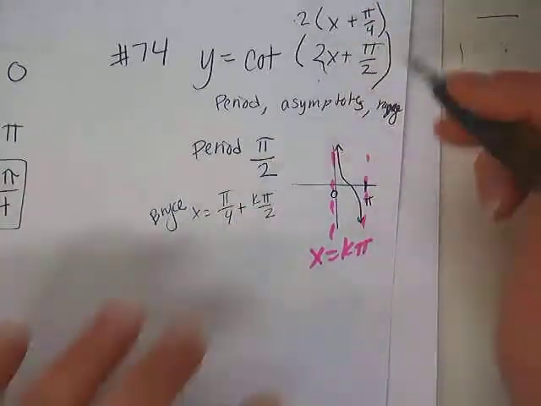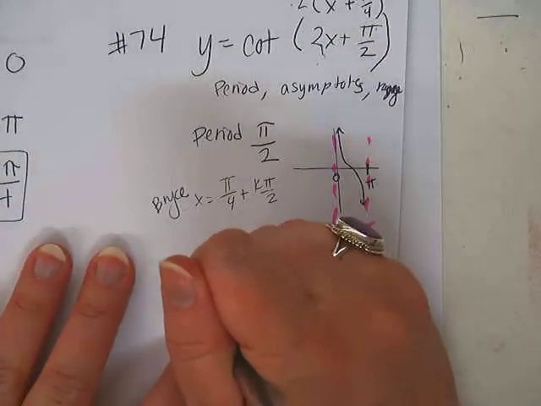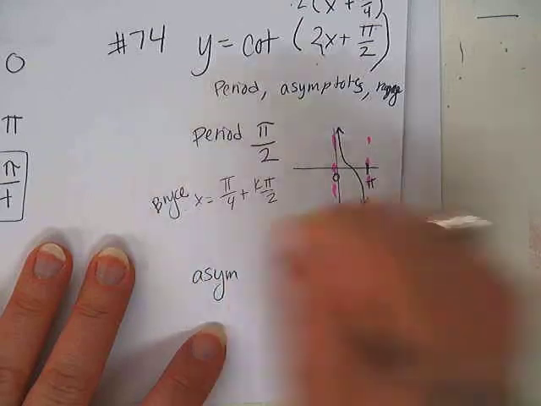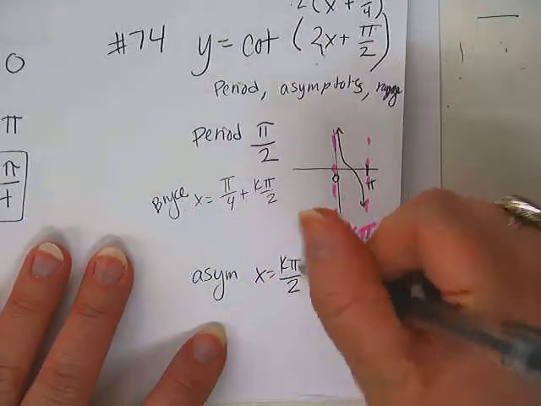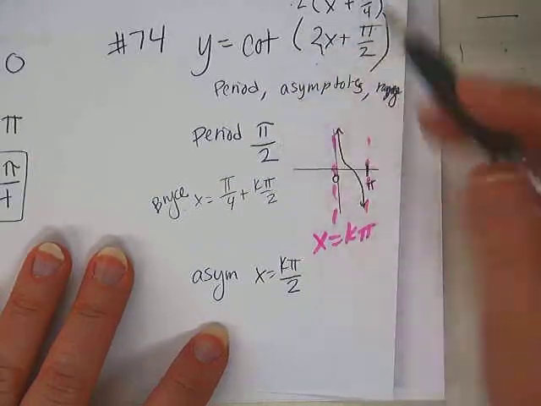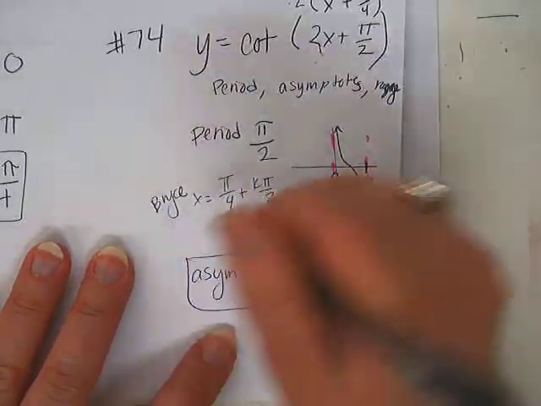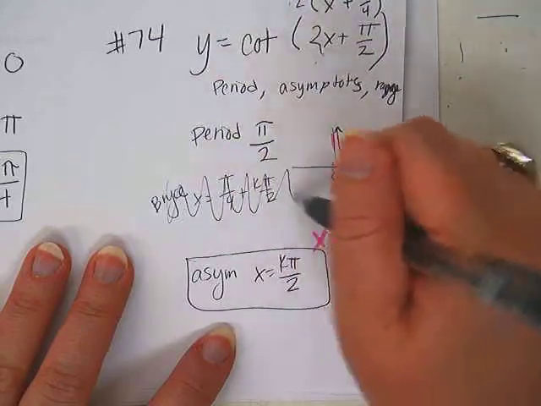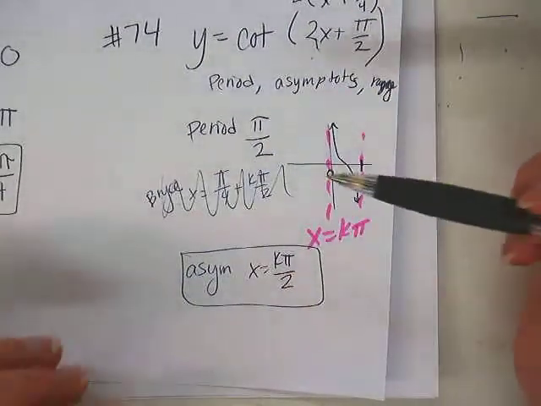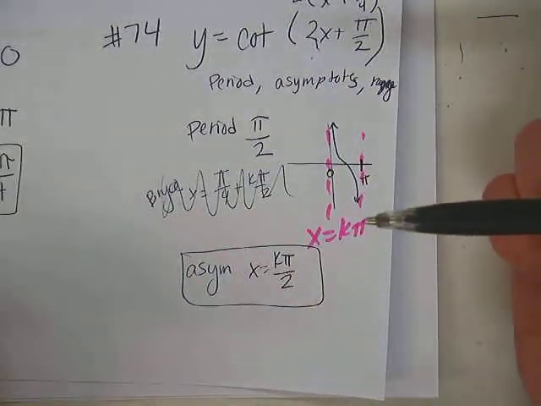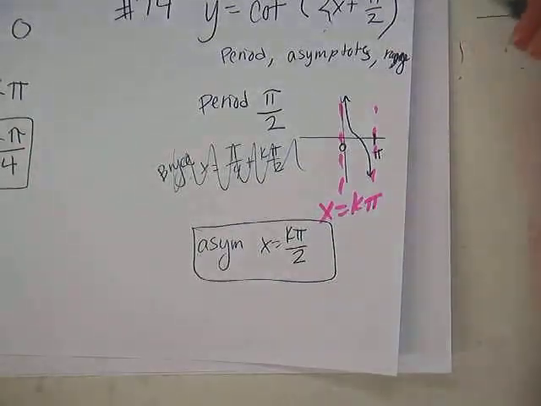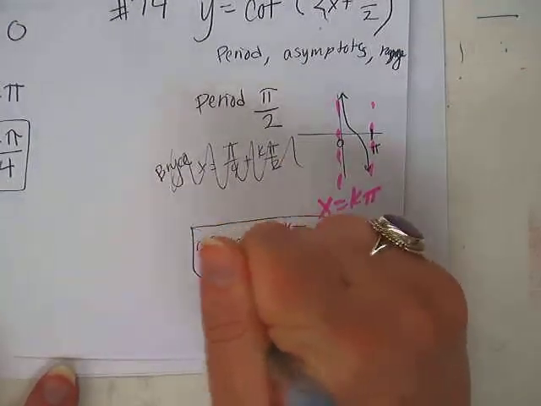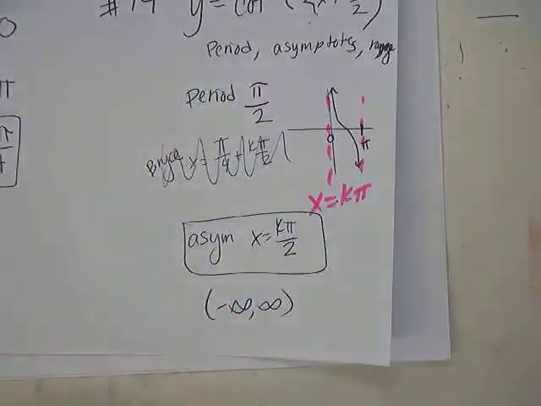But because we're getting 2 where we normally have 1, we would take what that normally is and divide it by 2. So for this problem, the asymptotes would be x equals k pi halves, because we divide that by 2 just like we divided the period by 2 to find it. So, sorry, Bryce. You had part of it right. You just were doing kind of tangents instead of cotangents. Okay. And then the range. What's the range? That should be super easy.